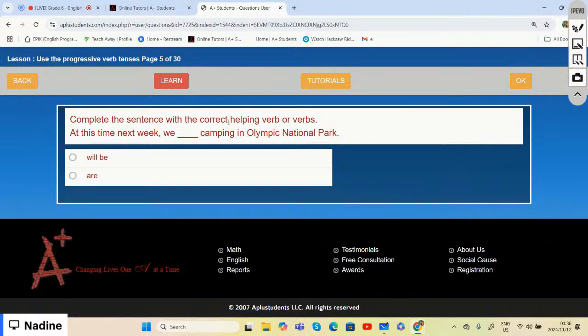All right. So we say at this time next week. Next week, it's in the future. Do we say we will be camping in Olympic National Park or we are camping in Olympic National Park? Which one is correct? Do we say will be, option one, or are, option two?